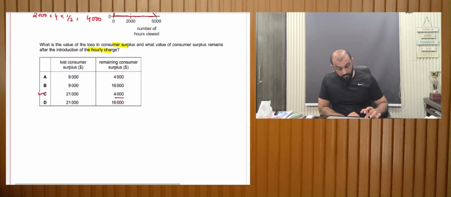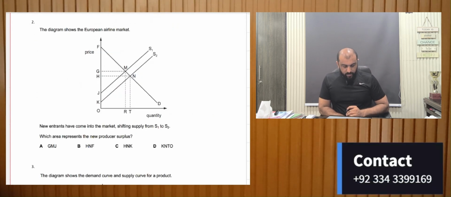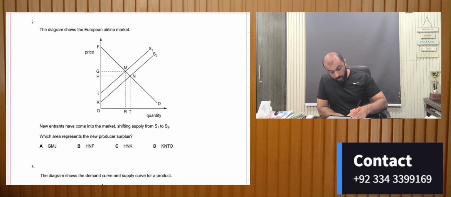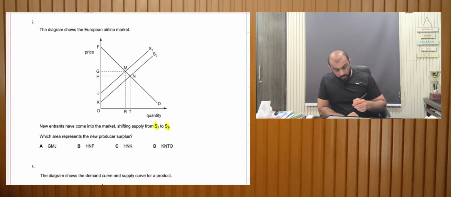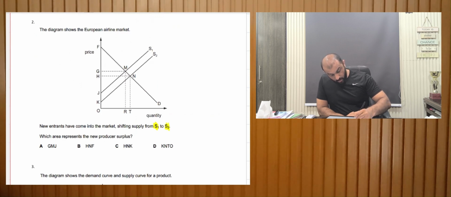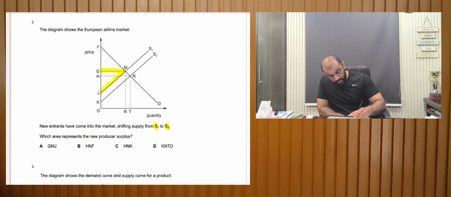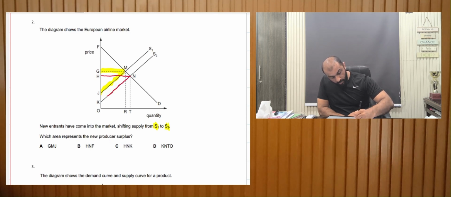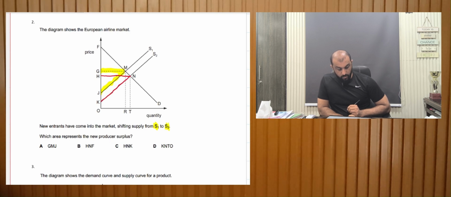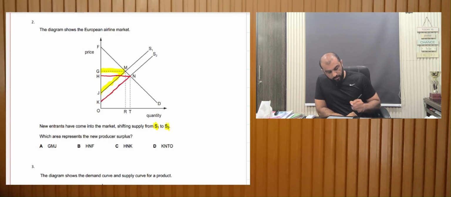Moving on to the next MCQ. The diagram shows the European airline market. New entrants have come into the market, shifting the supply from S1 to S2. Which area represents the new producer surplus? So initially, the producer surplus would have been GMJ. So this entire triangle is my producer surplus. Now the new producer surplus would be HNK. So H, N, and K. So C is the right answer.